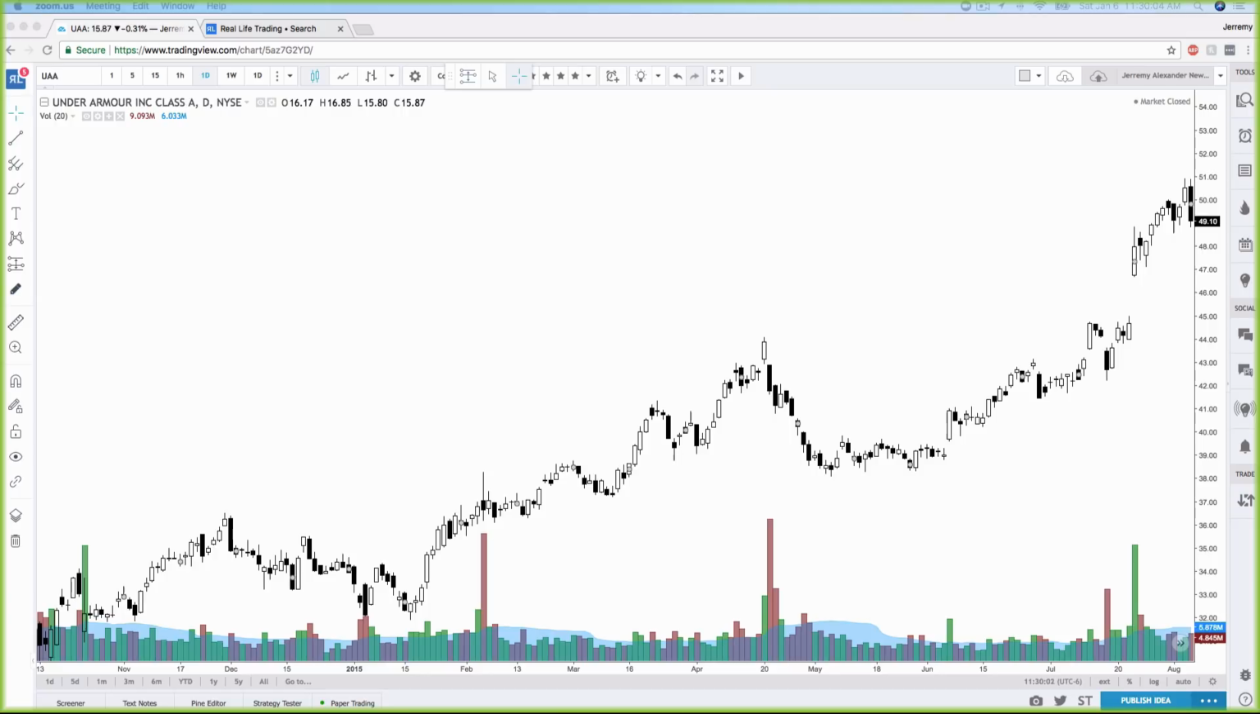Now, let's say you're not in the trade at all and you want to go bearish. Well, remember, the first thing I'm looking at when I'm looking for a trade is the trend. I'm looking for what is the trend.